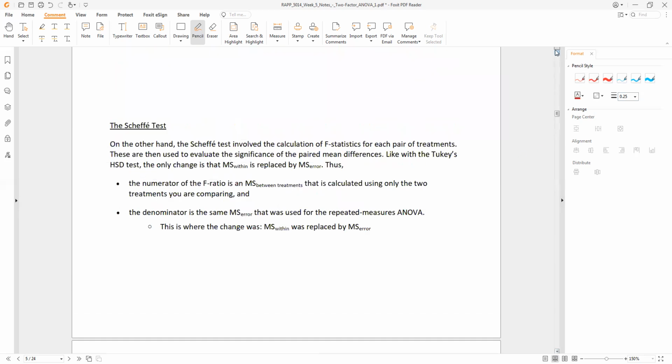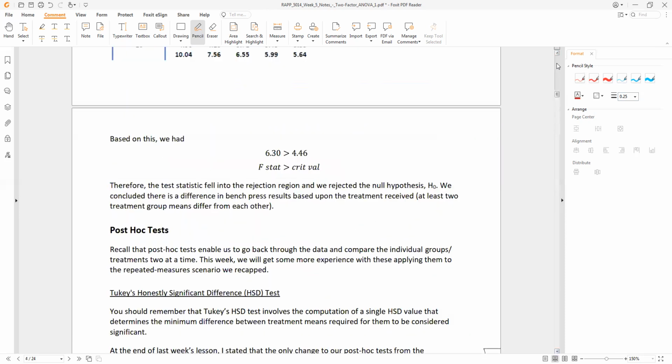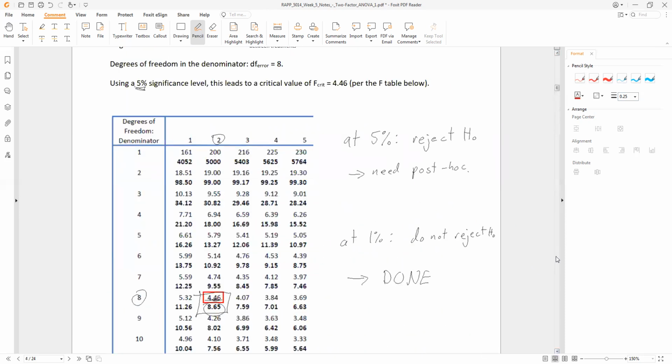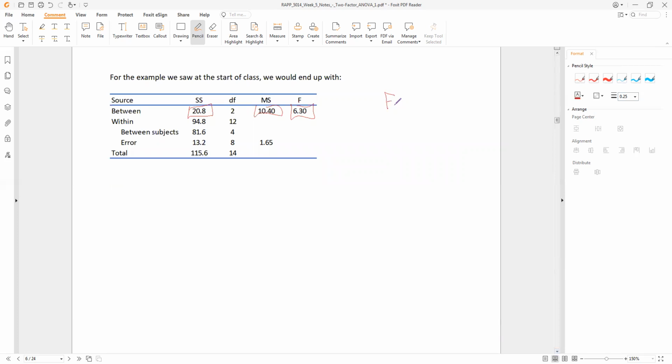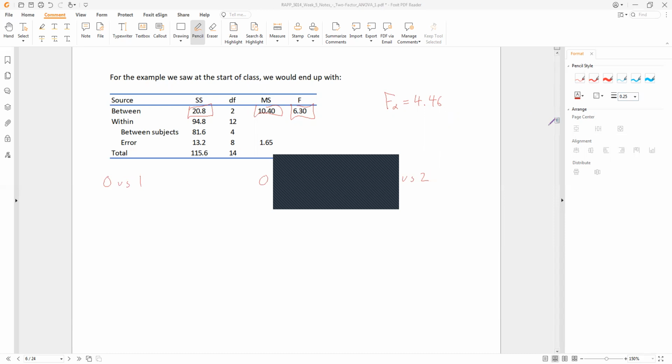And remember, the critical value is 4.46. So that's going to stay the critical value. Okay, so now we're going to do 0 versus 1. We're going to do 0 versus 2. And we're going to do 1 versus 2. And so for this, we need to calculate a new between treatments variance.